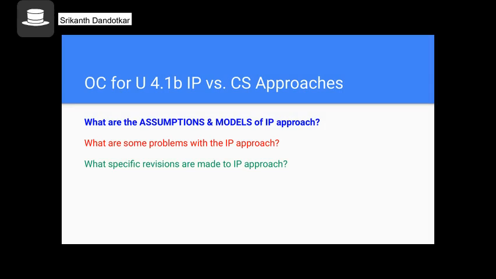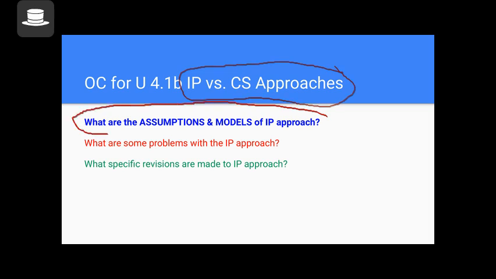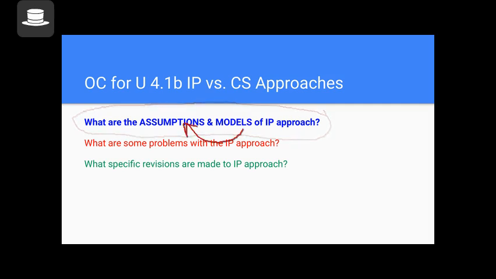So for this unit 4.1b, we're going to compare the information processing approach with the cognitive science approach. First, we'll talk about the information processing approach, specifically the assumptions of the information processing approach. To that end, we'll look at one of the most influential memory models provided by Atkinson and Shiffrin. Going over that model gives a better understanding of the assumptions specific to the strict information processing approach. Once we understand the specific assumptions of this IP approach, then we'll talk about the problems with this approach.